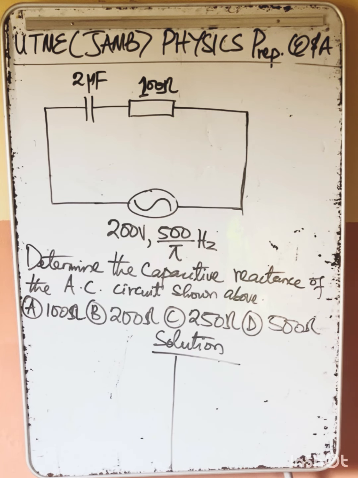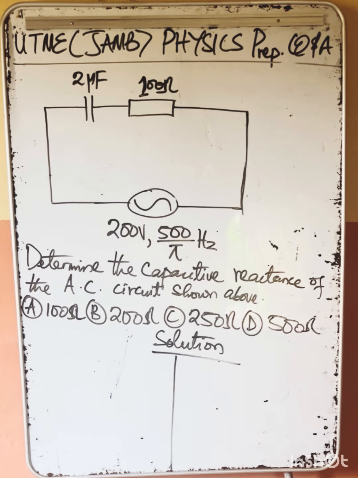Welcome once again, viewers. We have a sample question on simple AC circuits, and it goes as follows. Determine the capacitive reactance of the AC circuit shown above. Option A, 100 ohms, B, 200 ohms, C, 250 ohms, and D, 500 ohms.